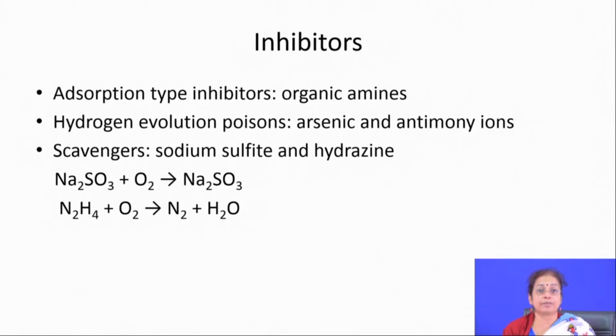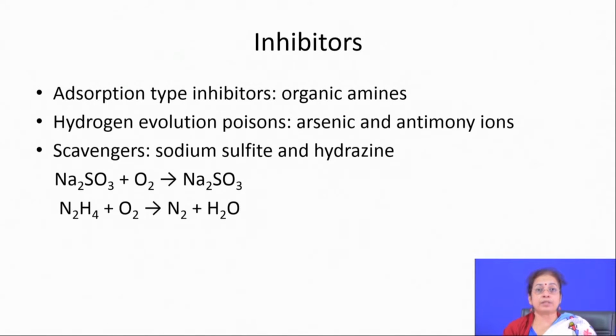They are adsorption type inhibitors, hydrogen evolution poisons, and then scavengers. Adsorption type inhibitors basically get adsorbed over the surface, like organic amines. When you sprinkle them in the environment, they get adsorbed over the surface, and by that process they act as a barrier. The surface is no more in contact with the solution.